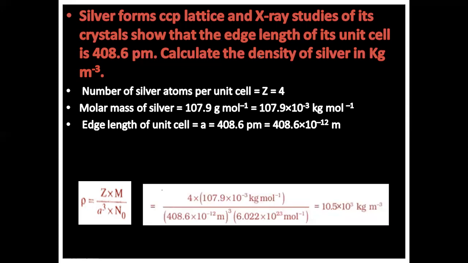Z is equal to 4 and molar mass 107.9 into 10 raised to power minus 3 kg per mole, and A cube is equal to 408.6 into 10 raised to power minus 12 meter cube, and N naught, Avogadro's number, is equal to 6.022 into 10 raised to power 23. Now answer is 10.5 into 10 raised to power 3 kg per meter cube.